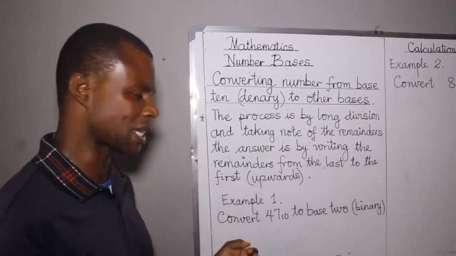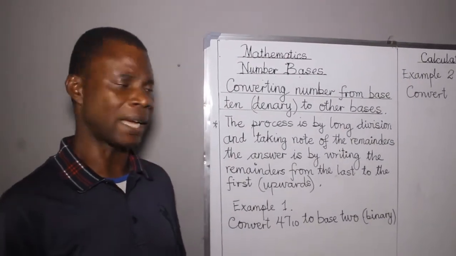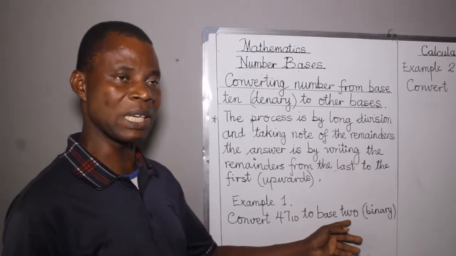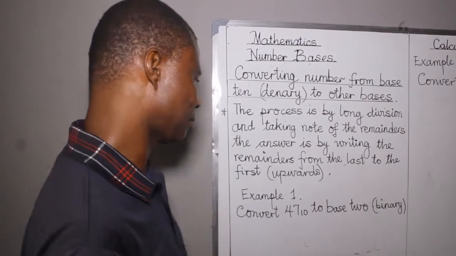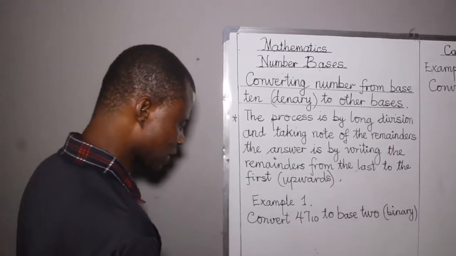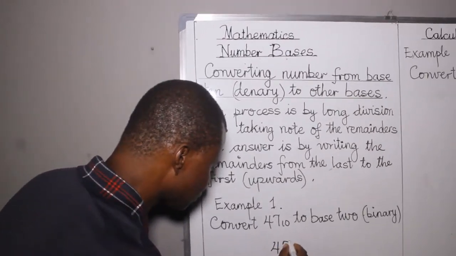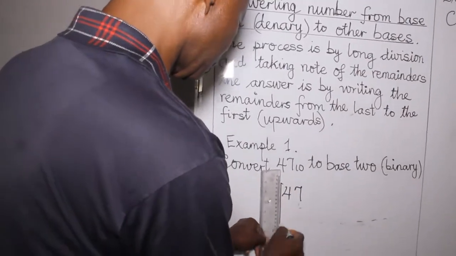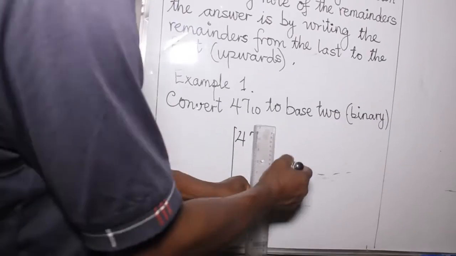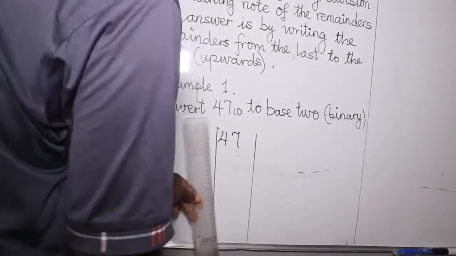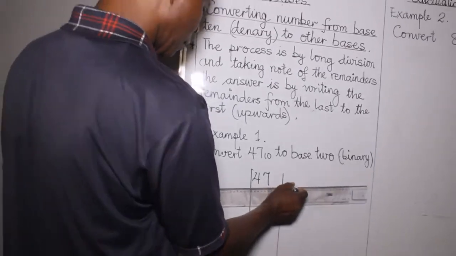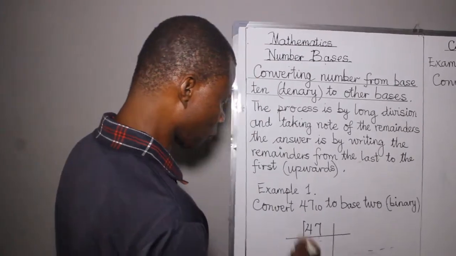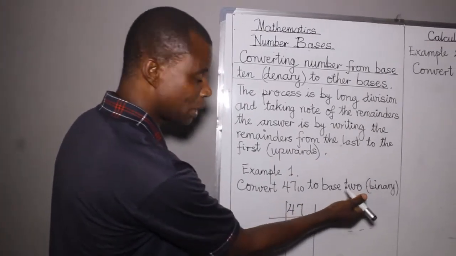Now let's take a look at the first example. Convert 47 base 10, which is denary, to base 2. And base 2 is also called binary. How do we do this? Procedure. 47. Then we rule. Now from here we start the work. First, we have to take it to base 2, so we divide by 2.